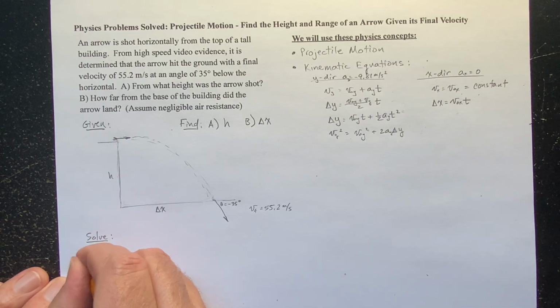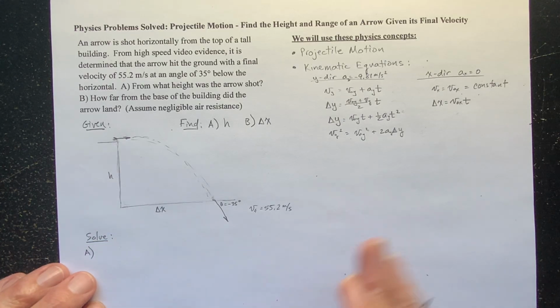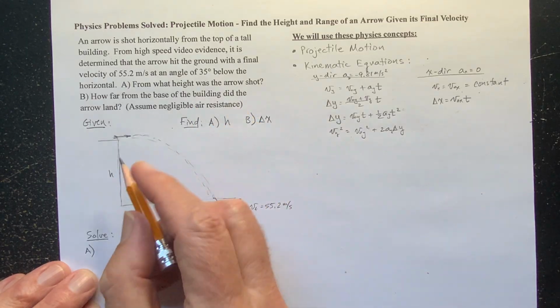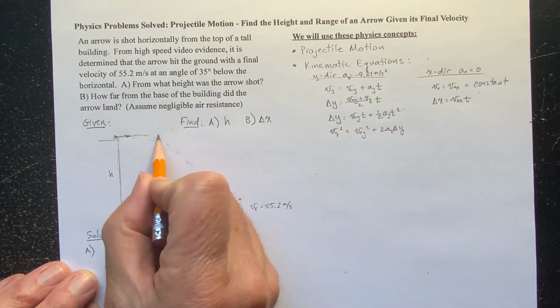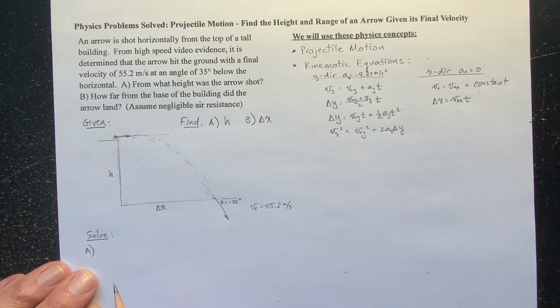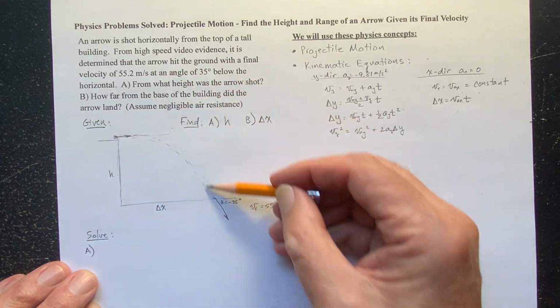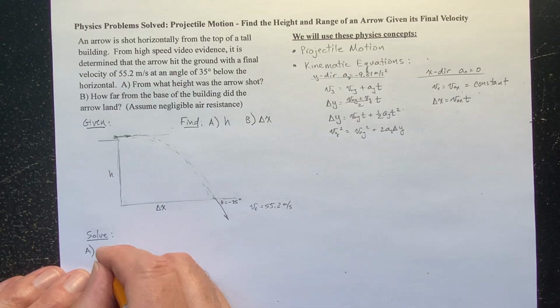All right, let's do part A. It says, from what height was the arrow shot? Well, here's something we know. We know that this arrow is going to fall down a certain distance. I'm going to call that delta y.